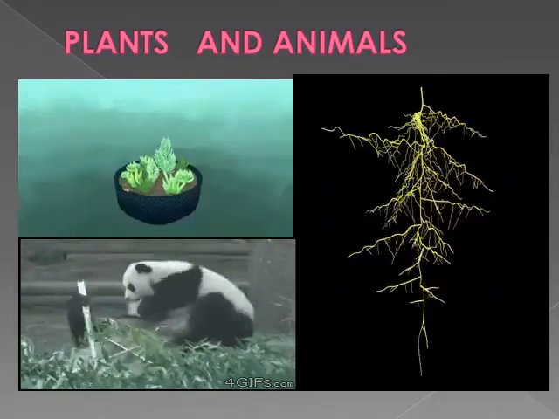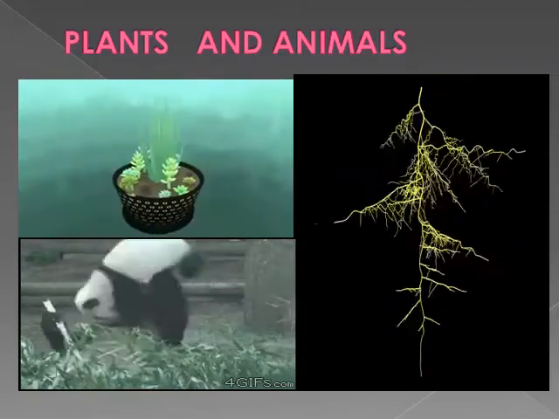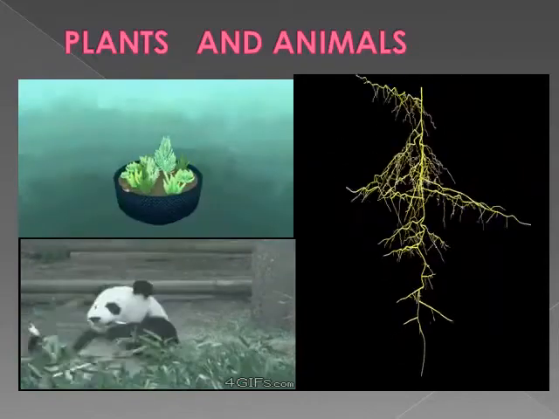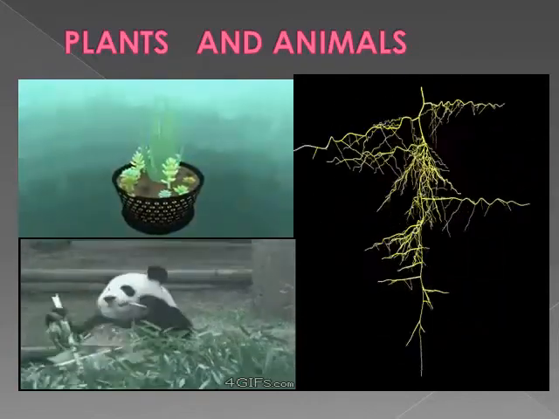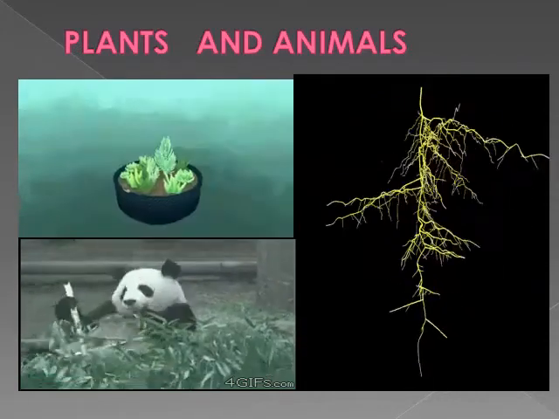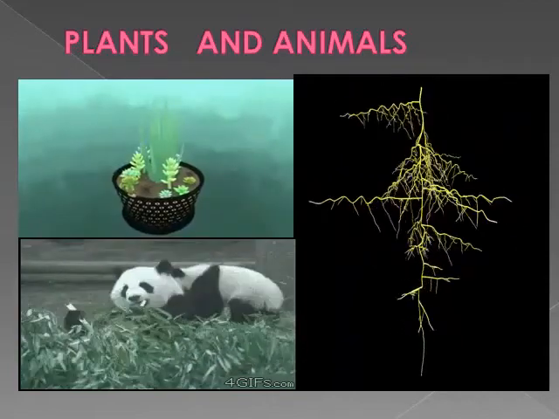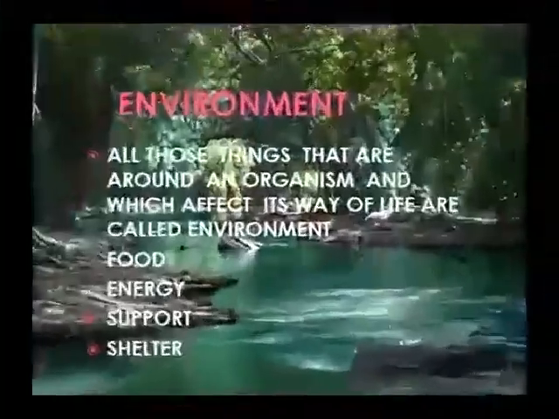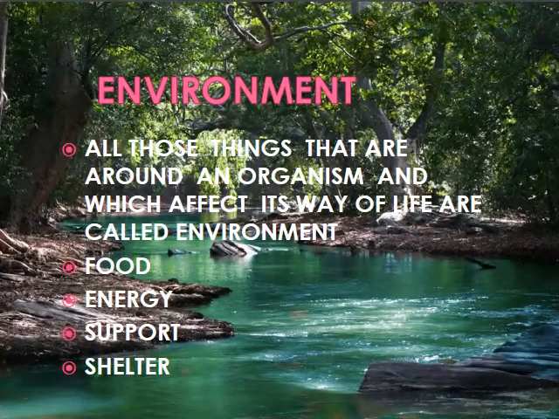So environment mainly depends on plants and animals. The number and type of animals and plants that live in a particular environment depend upon the amount of rain, sunshine, and the temperature of the place. All the living things that are around an organism and which affect its way of life are called environment. Living things depend on each other as well as on the non-living things, for food, energy, support, and shelter.